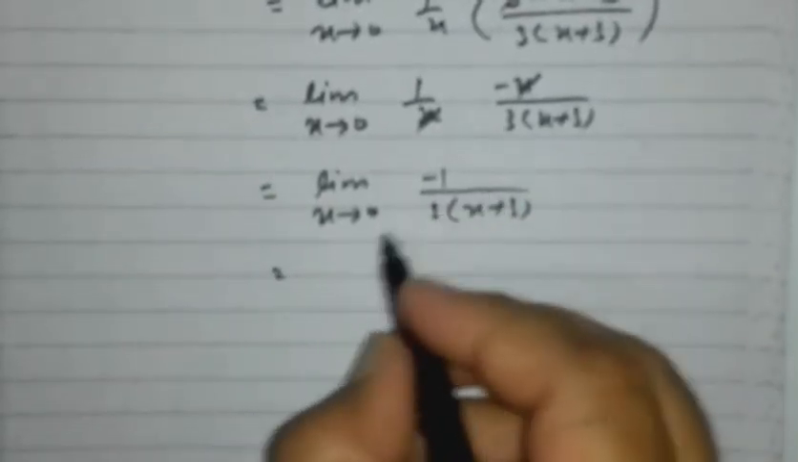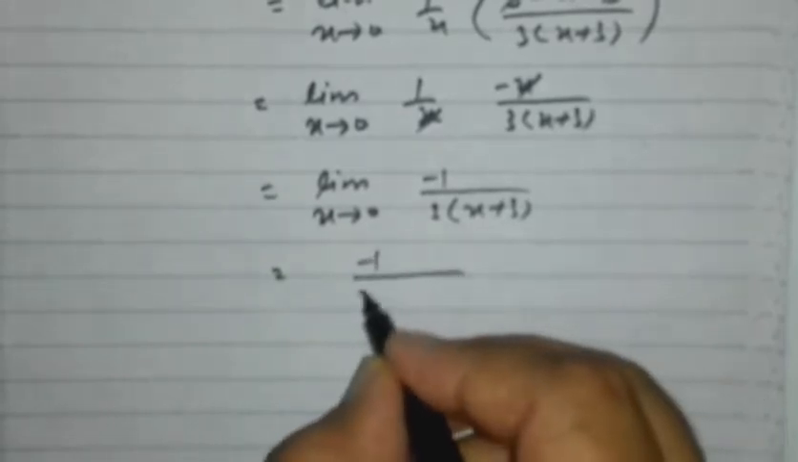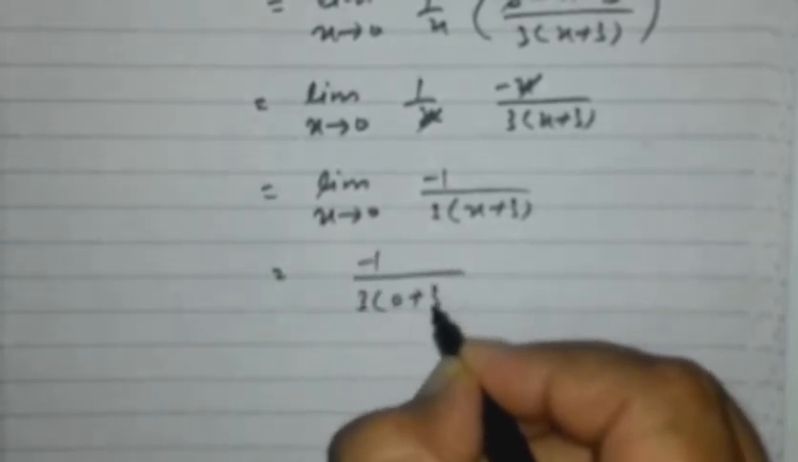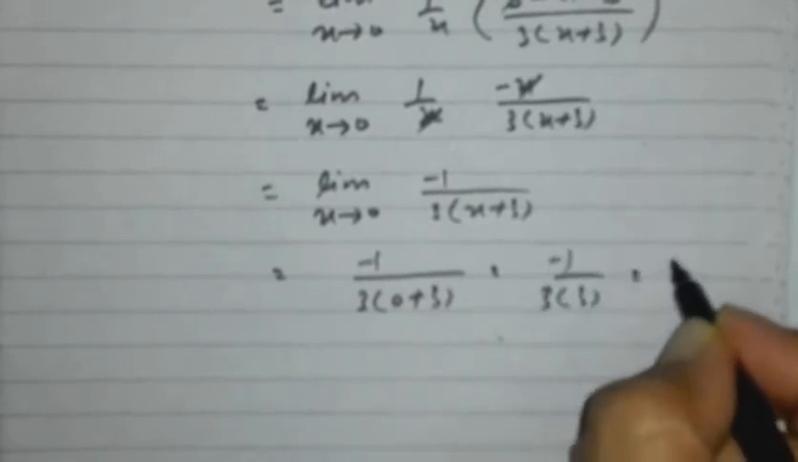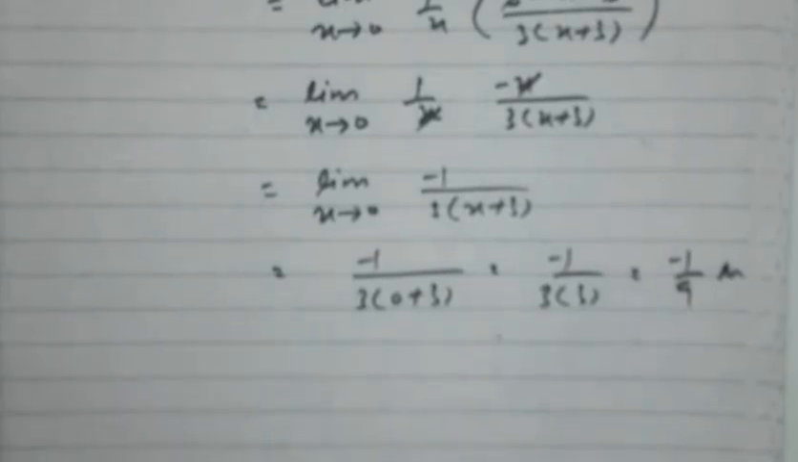Now put the limit value. Minus 1, 3 into 0 plus 3. 3 into 3 is 9, so minus 1 over 9 is the answer.